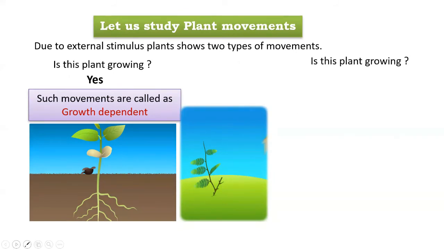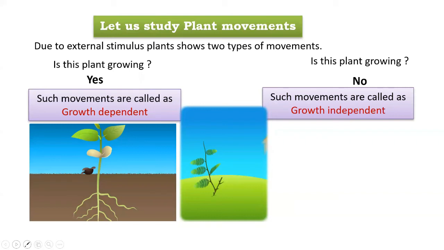So the question is, is the plant growing? The answer is no. When we touch the mimosa plant, it still shows some movement, but it is not growing, right? So the answer is no. The definition of this will be what? Such movement is called growth independent movement. Growth independent movement means that you will see the plant moving, but this movement will be irrespective of growth. Even if growth is not taking place, you can see this movement. This movement is called growth independent movement.